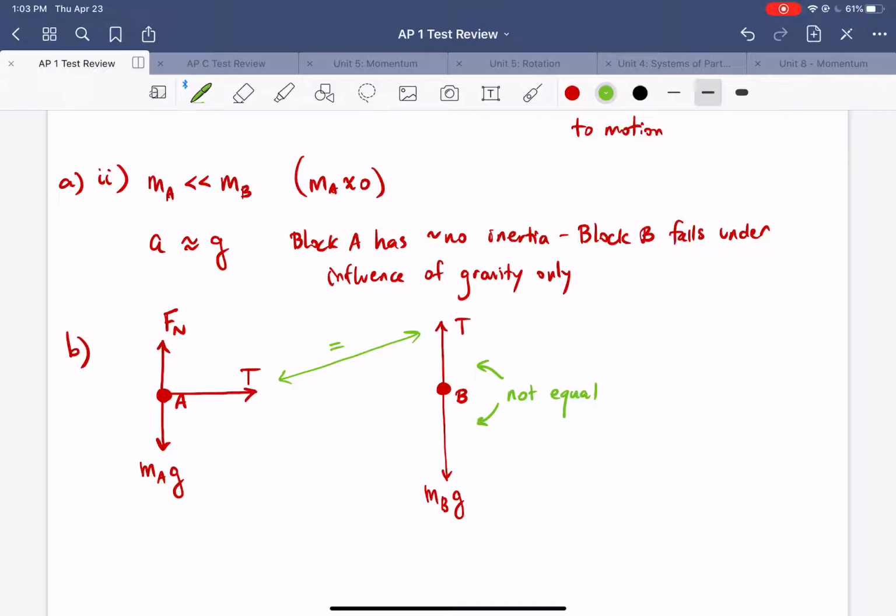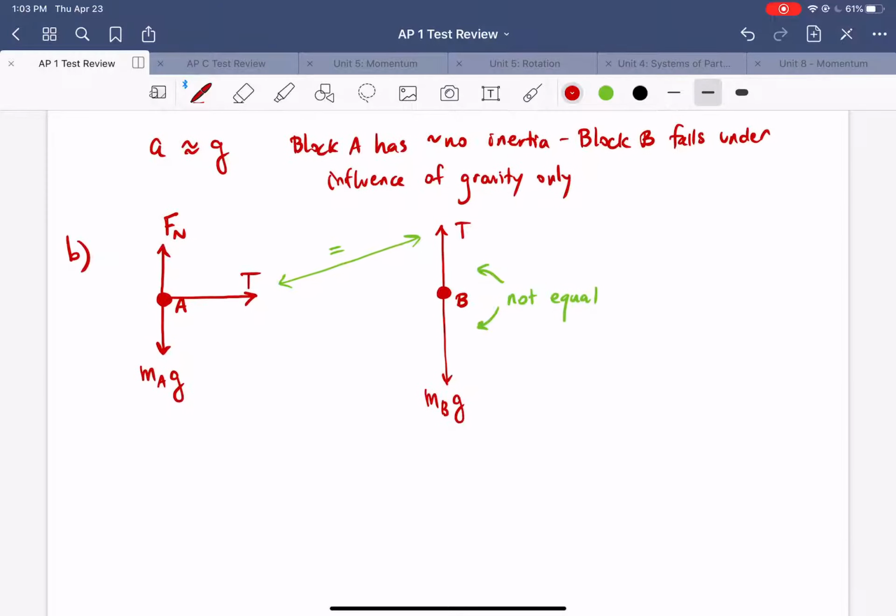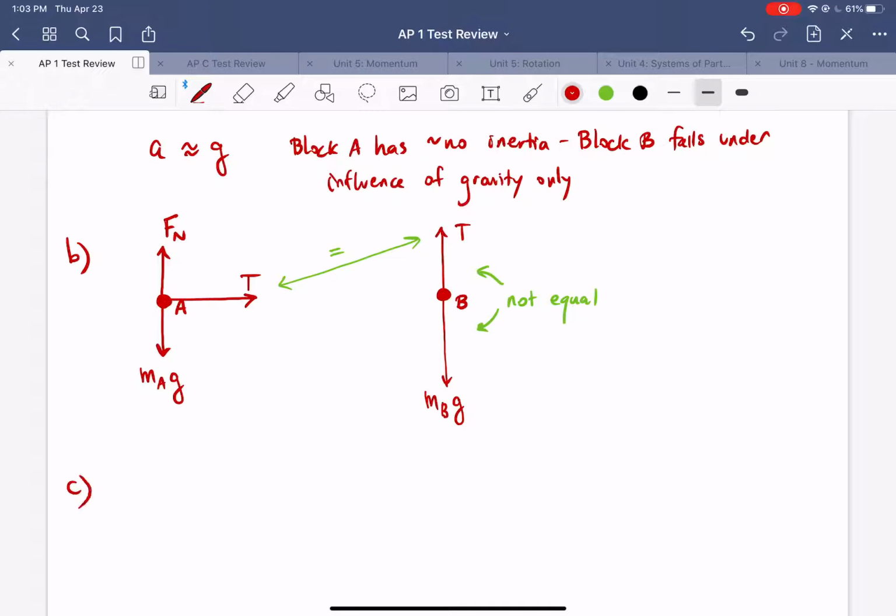Okay, part C asks us to derive an equation for the acceleration. All right, so here is where we'll actually have to start using Newton's laws. So let's look at block A first. Newton's second law says that the net force equals mass times acceleration, right?